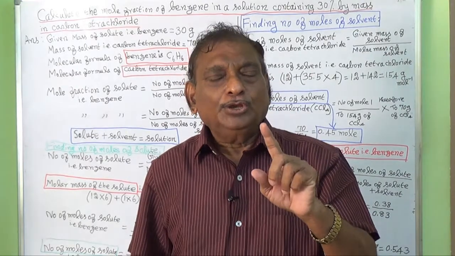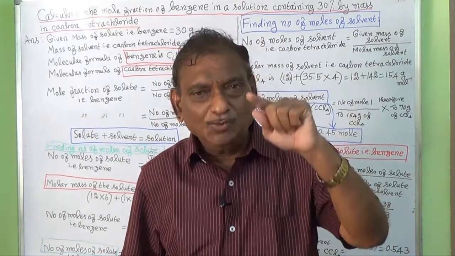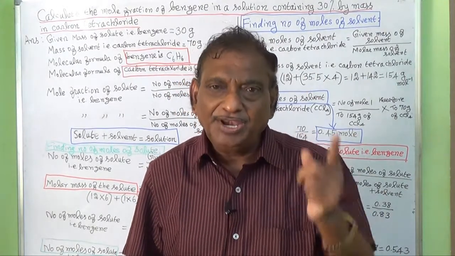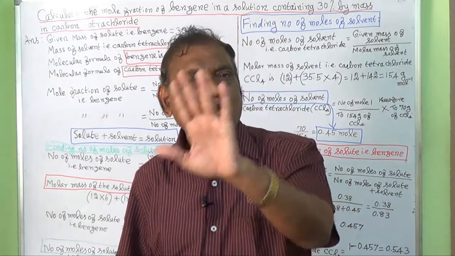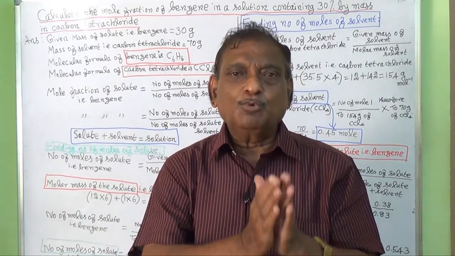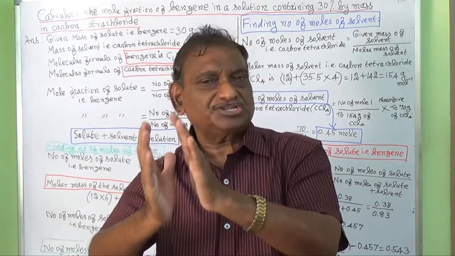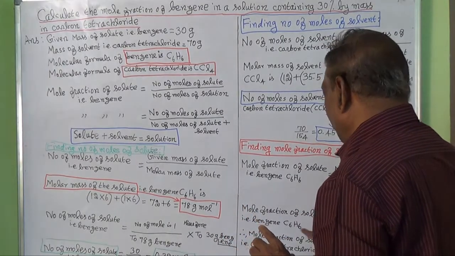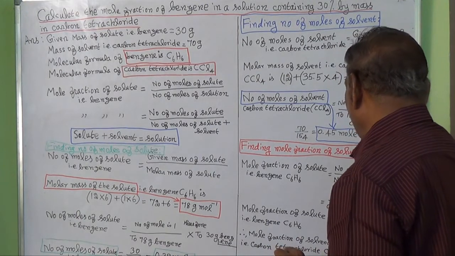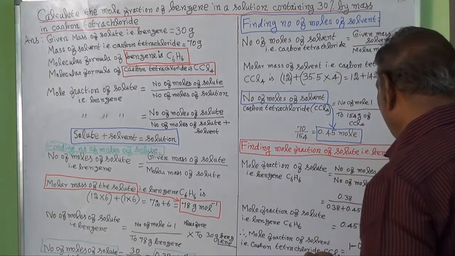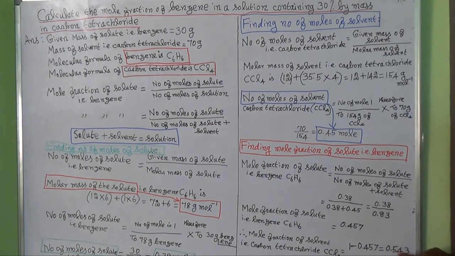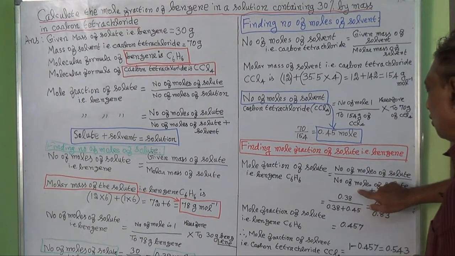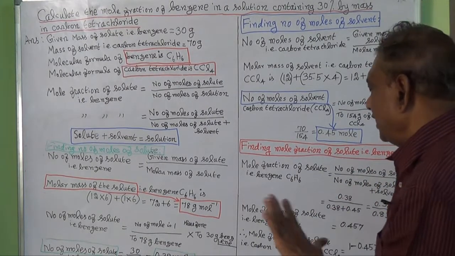If we want to find the mole fraction of the solvent, we subtract the mole fraction of the solute from 1, because the mole fraction of the solute plus the mole fraction of the solvent will be equal to 1. Therefore, the mole fraction of the solvent, that is carbon tetrachloride CCl4, equals 1 minus 0.457 equal to 0.543. In the numerator also number of moles, in the denominator also number of moles. There is no unit for the mole fraction.